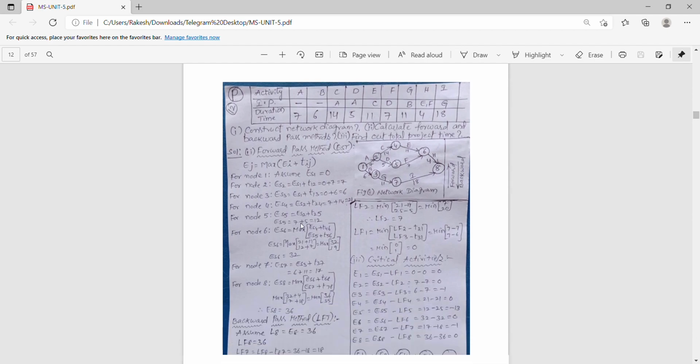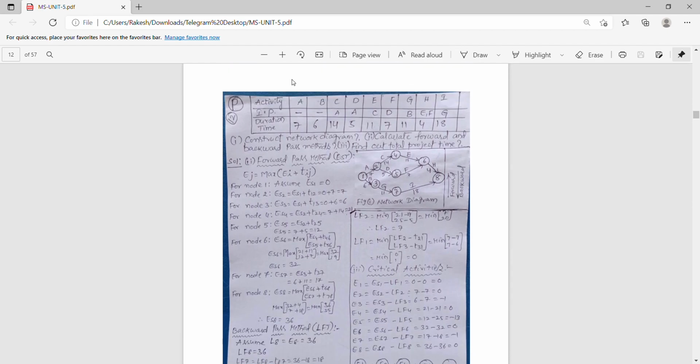And this is the problem you can see. First, construct the network diagram. It is somewhat difficult. First you have to draw this diagram roughly, and then draw it again because it changes.